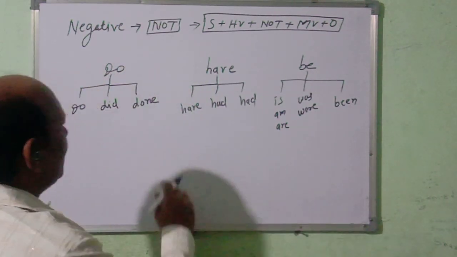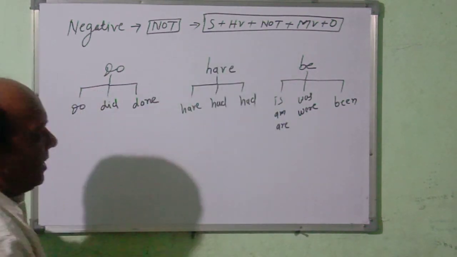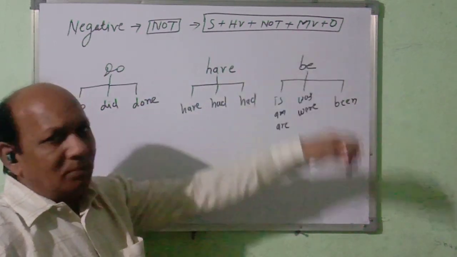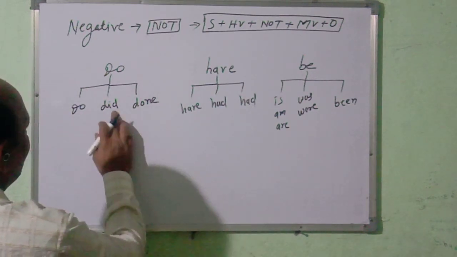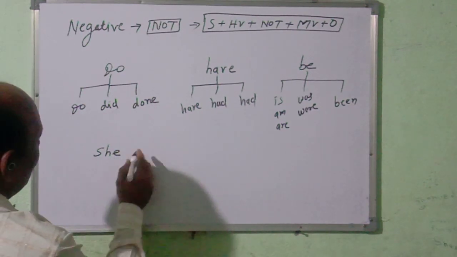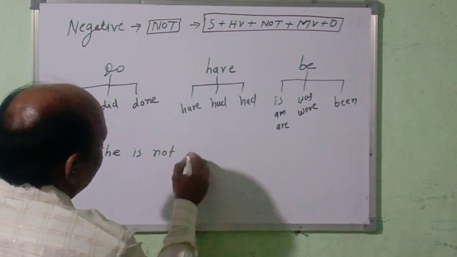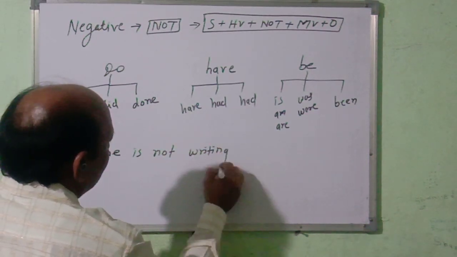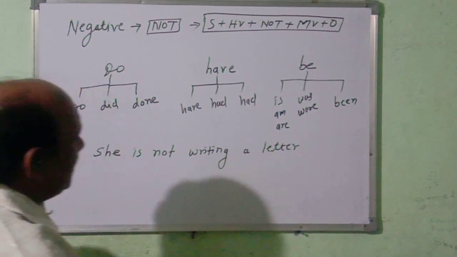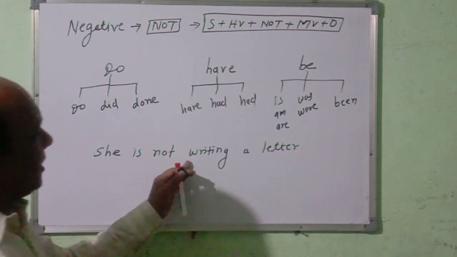First we have to observe the structure of the negative sentence. What is the structure of the negative sentence? Subject plus helping verb plus not plus main verb plus object. I am writing one example here. She is not writing a letter. This one is the negative sentence. When you read: she is not writing a letter.